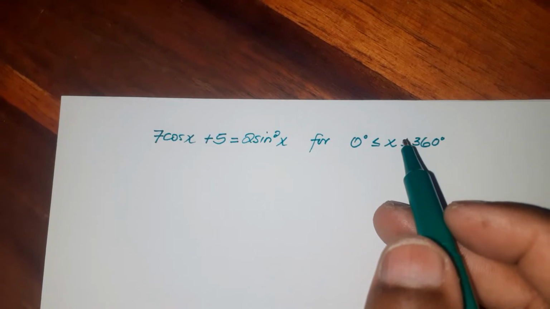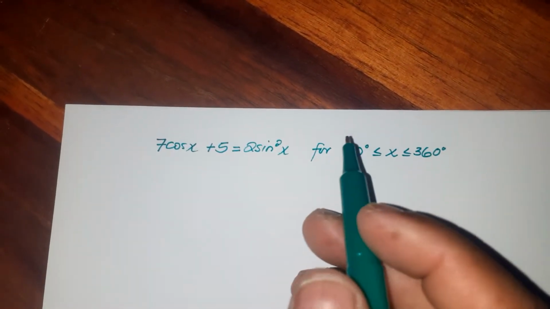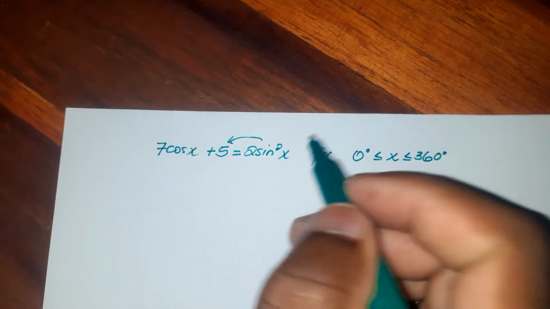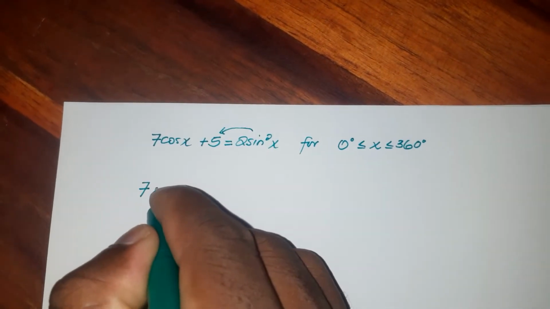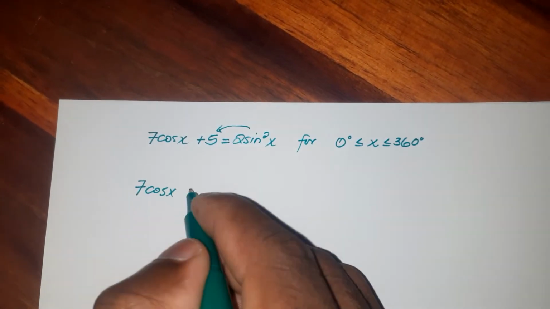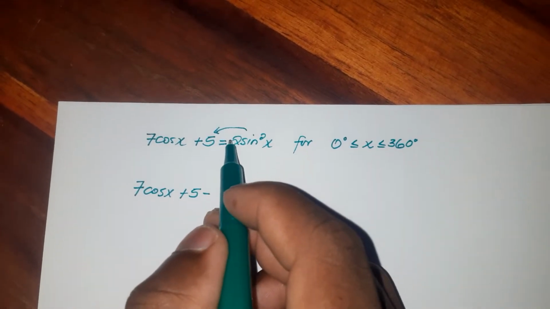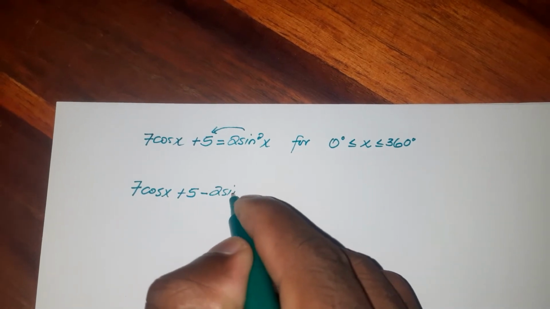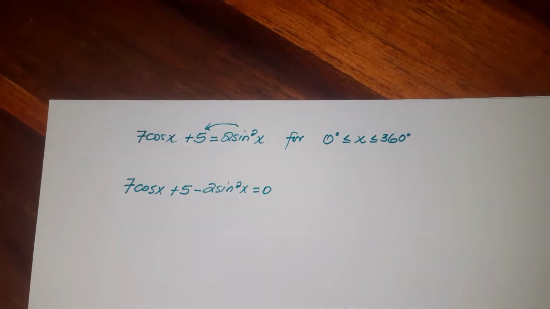So the very first thing to do here, we need to rearrange this equation so that this term comes this side and then we equate it to 0. Then we can now write 7 cosine x plus 5 and then minus. This side is positive, when it comes this side it becomes minus 2 sine square x equals to 0.